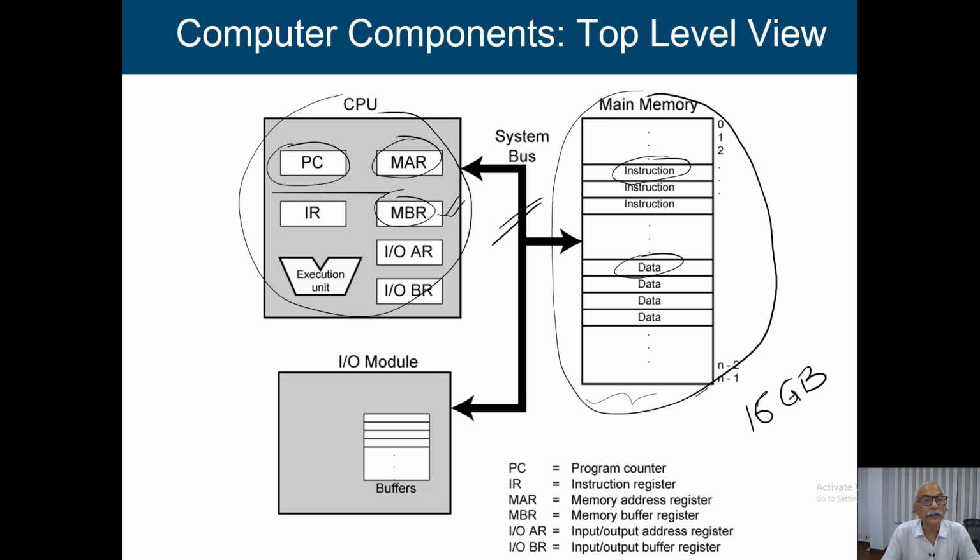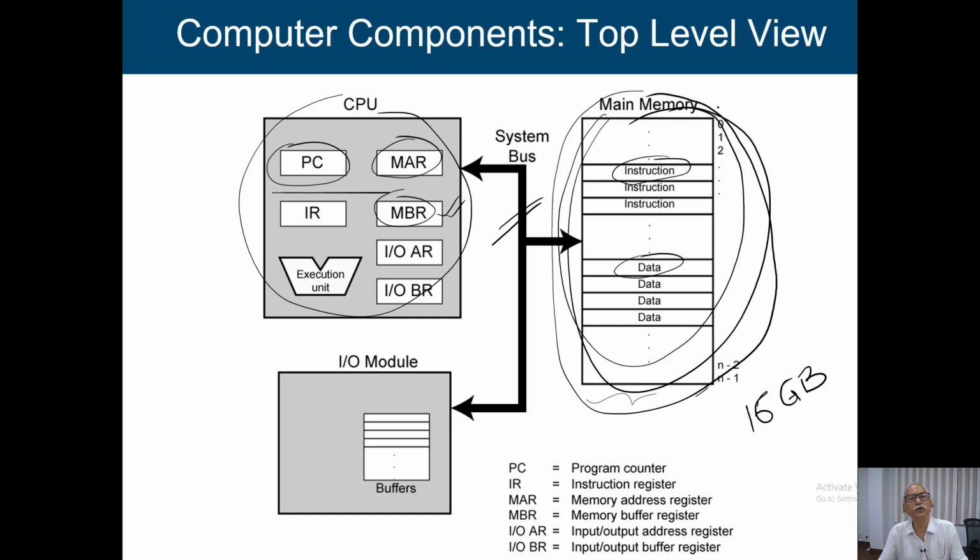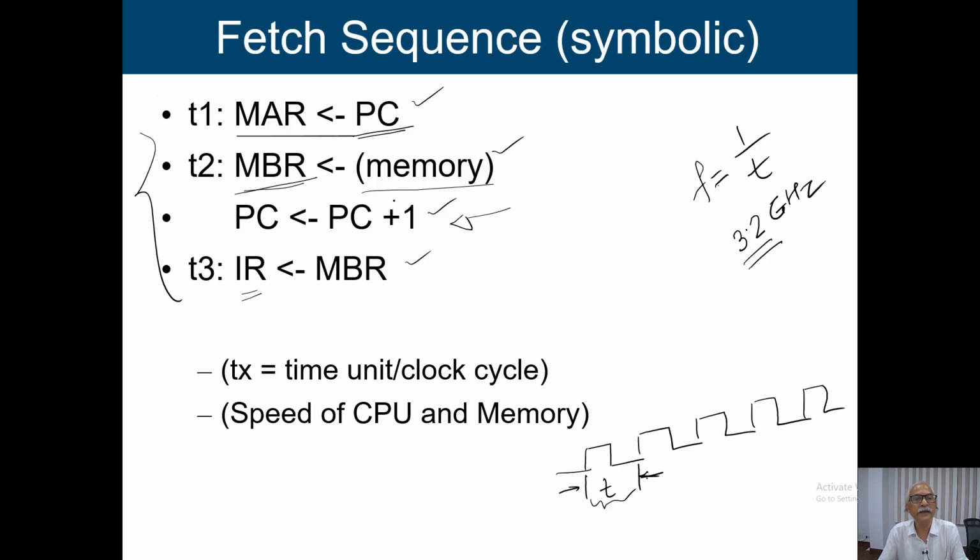But it doesn't mean that the memory is also going to work at the same speed. If memory also worked at the same speed, the cost would go high and be beyond our affordable limit. So generally, the speed of main memory is far slower than the speed of my processor. That's why the processor has to wait for the data from the memory.